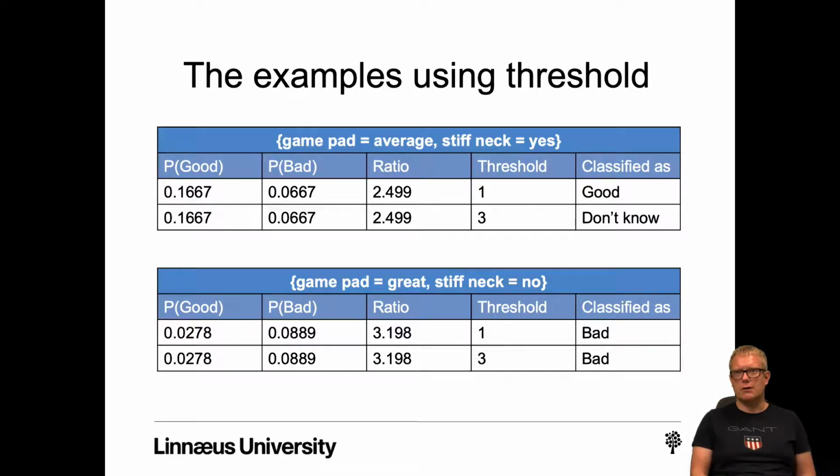In the second example, we are very, very sure in both cases that this is bad, regardless of our threshold. So we can be pretty sure that this example belongs to bad. But in the first case, if we raise the threshold to 3, we don't really know. So we can test with different thresholds and find a good threshold, and we can quite easily detect the classification examples where we are unsure of the result.